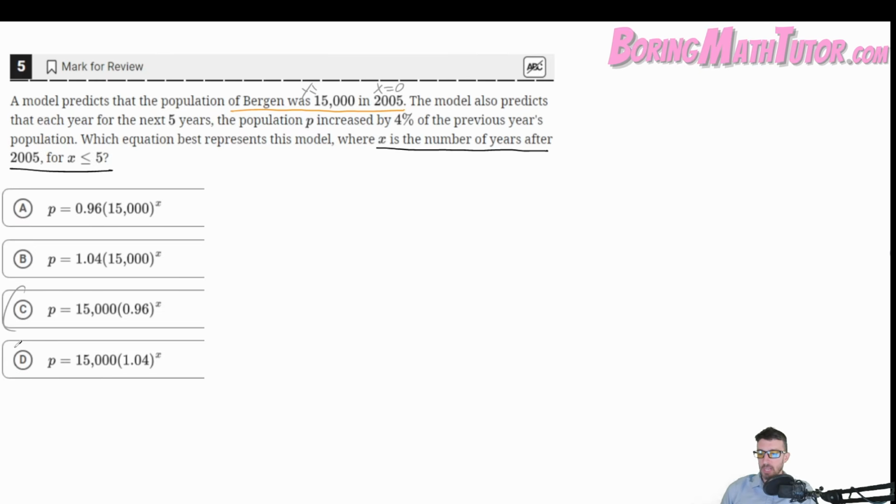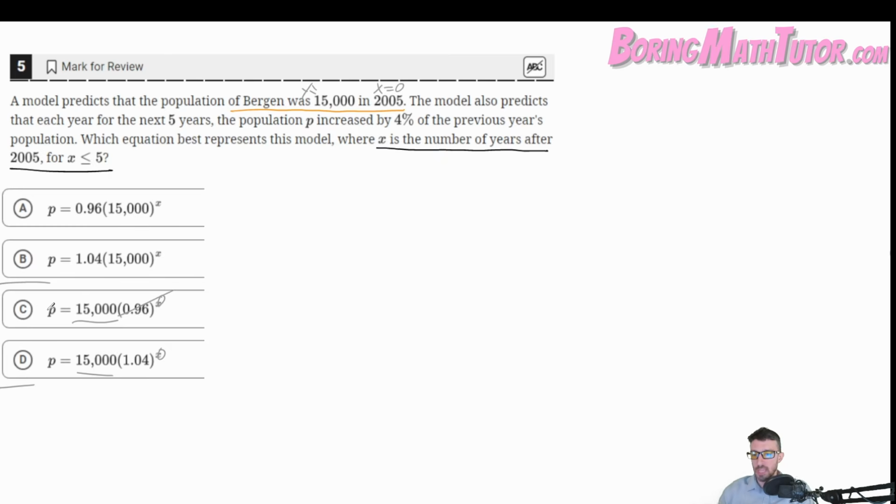Well, that's only going to happen in C and D, because if you plug in the 0 right here, these will just turn into 1, and then 1 times 15,000 is 15,000. So that's a fact that you should know. You should be able to narrow that down immediately. This entire process should have only taken you like 4 seconds, narrowing it down to either C or D.